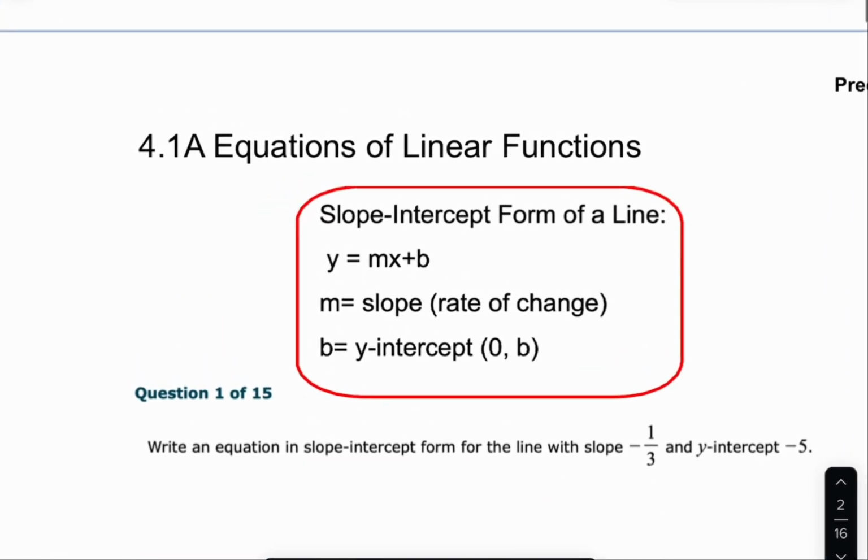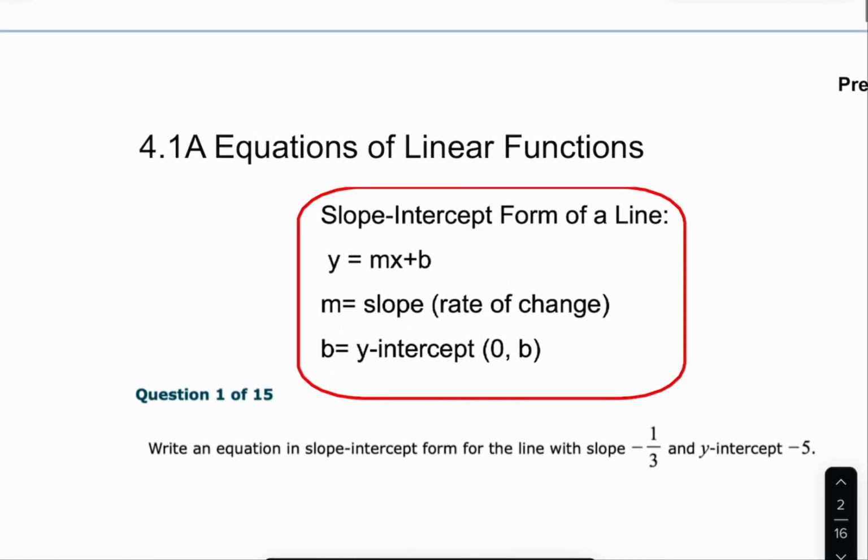Some formulas that you want to remember is the slope-intercept form of a line. So m stands for the slope. The b is our y-intercept, or the point (0, b). Remember, slope you want to think of as a rate of change. So the slope-intercept form of a line is y equals mx plus b.